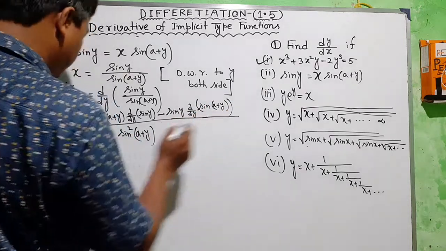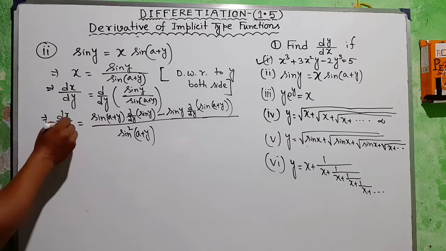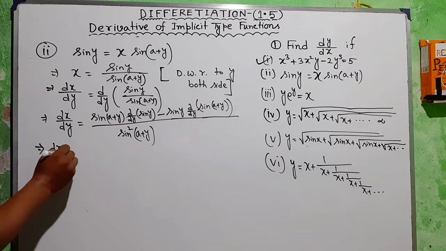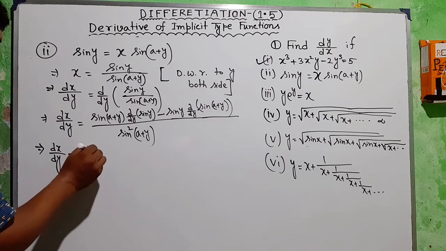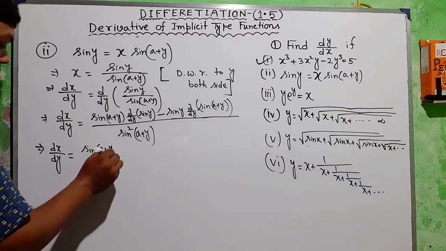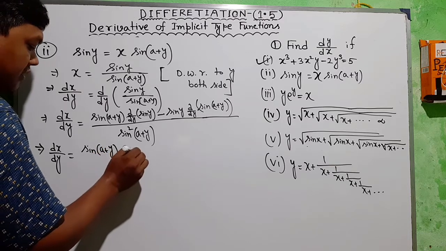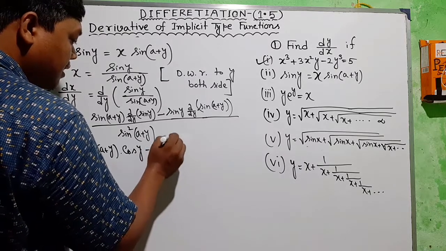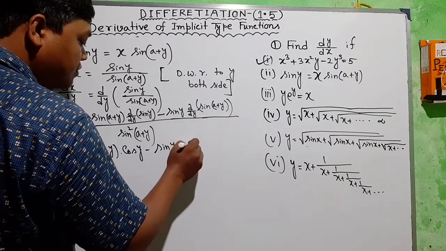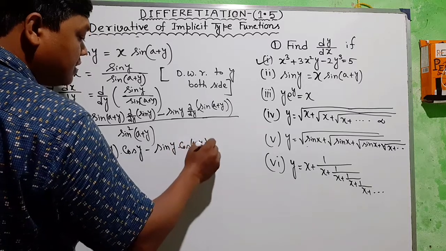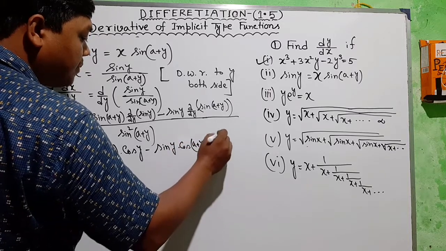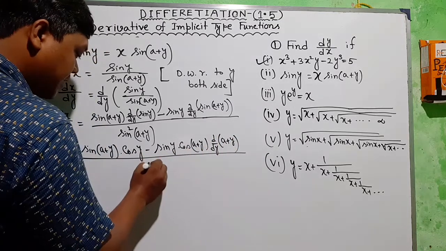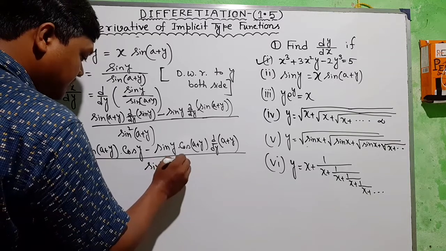Okay, so now dx/dy equals sin(a+y) times the derivative of sin y, that is cosine y with respect to y, minus sin y times cosine of (a+y), and then d/dy of (a+y), by sin²(a+y).